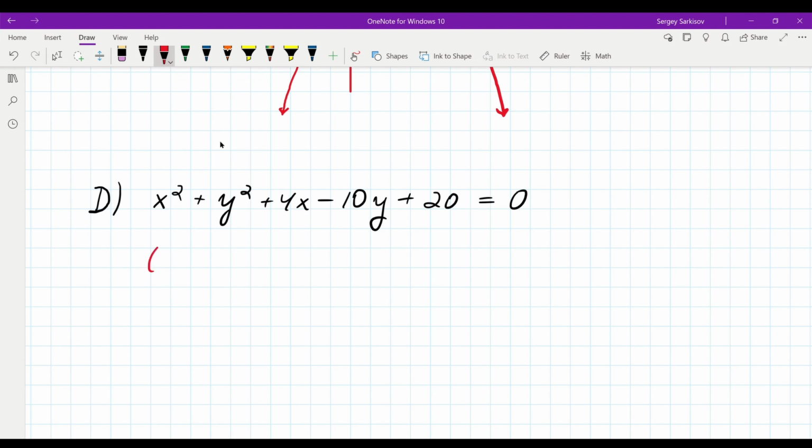If you do this, let's go a little faster here. So x squared plus 4x is x plus 2 squared, and take away 2 squared is a 4. Okay. Then let's do y. The y step is y minus 5. You see that? Squared.